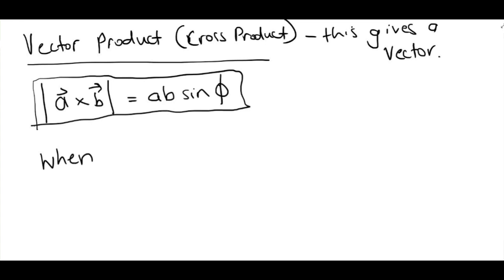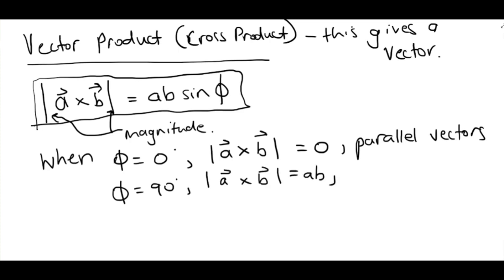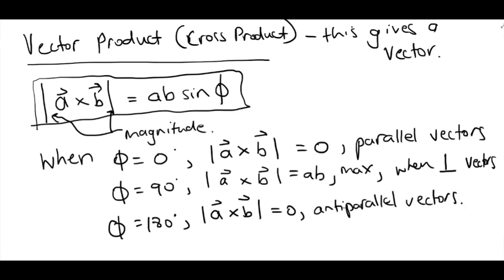And when phi is equal to 0 degrees, the magnitude of the cross product of AB is going to be 0. And this represents parallel vectors. When phi is 90 degrees, the magnitude of the cross product AB is going to be equal to A times B. So this is the maximum value, and this occurs when the vectors are perpendicular to each other. And the last case is when phi is 180 degrees, so the magnitude of A cross B is going to give 0. And this means they are anti-parallel vectors.